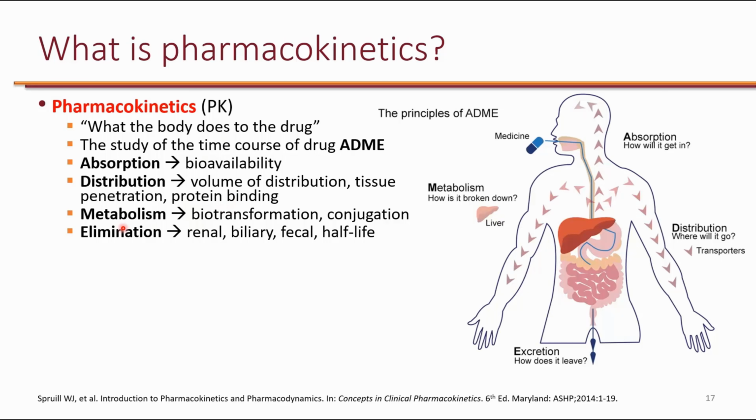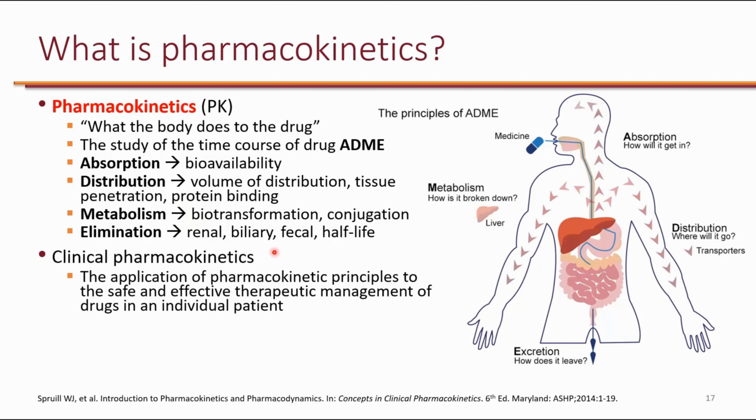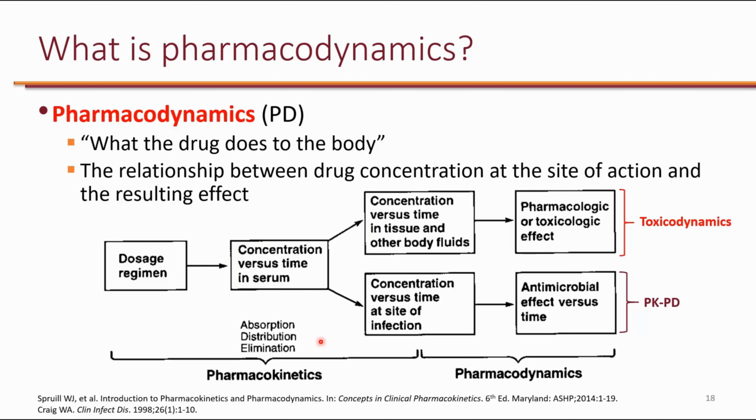When it comes to metabolism, it is important to know if a drug is specifically metabolized by the CYP enzyme. That could include drug interactions. And of course, when it comes to elimination, it's important to consider renal, biliary, and fecal clearance. Now, when we say clinical pharmacokinetics, we basically mean application of these pharmacokinetic principles to safe and effective therapeutic management of drugs in individual patients. And the goal is enhancing efficacy while decreasing toxicity.